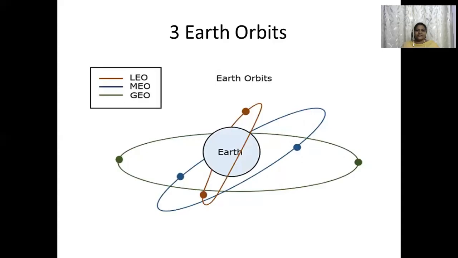So you can see the three Earth orbits here. The center is Earth. The brown color path shown is LEO. The blue color one is MEO. And the dark green color one is GEO.